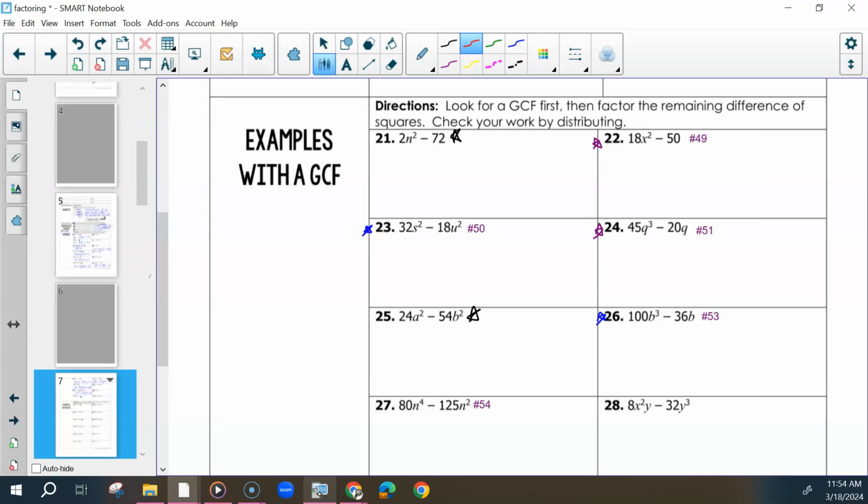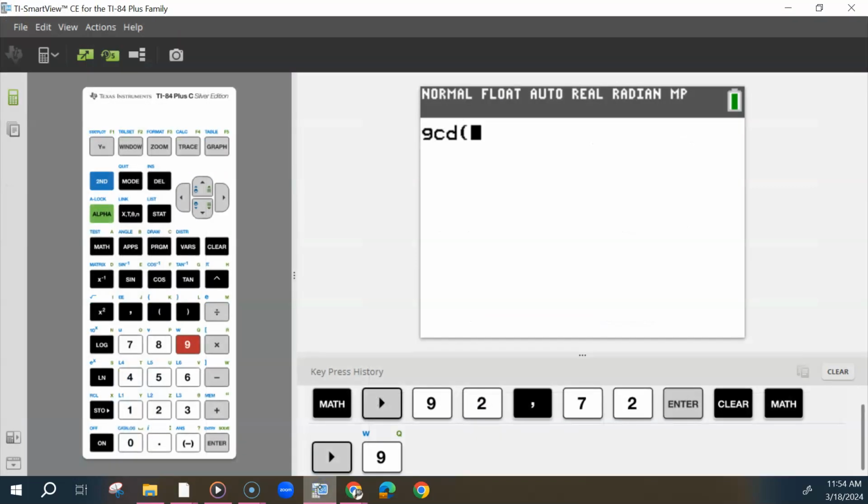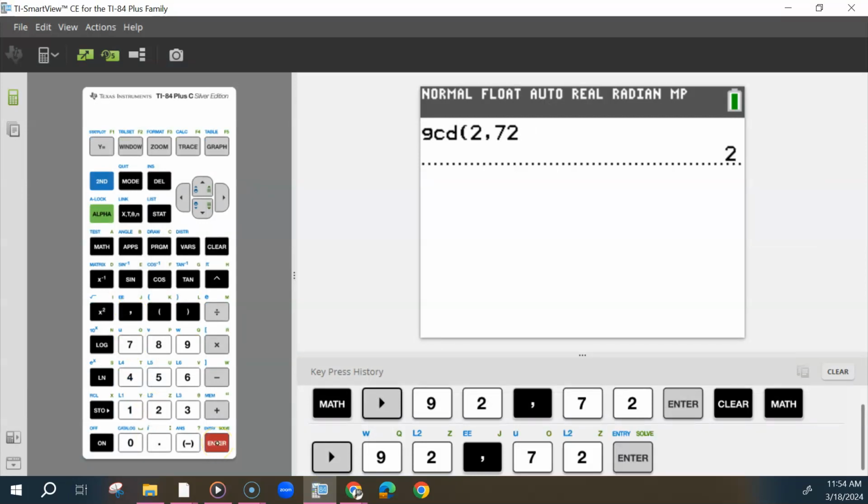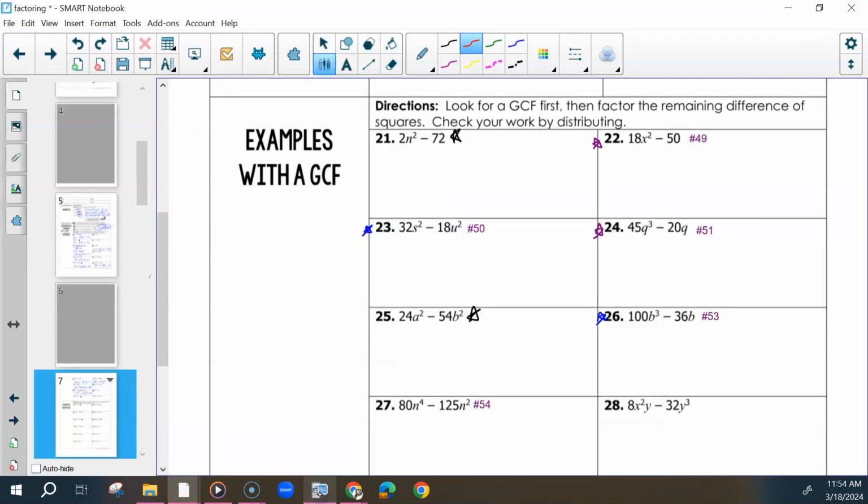Always check for a GCF first, because that will help you with anything else. So if this one has a GCF, we could figure out what it is, but to check yourself, put those two numbers in with a comma in between, hit enter, and it'll tell you what that GCF, GCD is. So if you're not sure, want to double check yourself, please use that. So if I divide these both by 2, what's left?